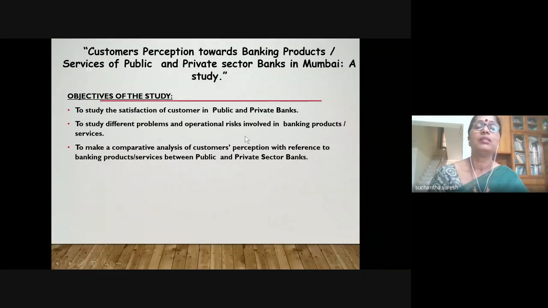Now, one more example. Let me take customers' perception towards banking products or services of public and private sector banks in Mumbai. This is a study in Mumbai. See their objectives: to study the satisfaction of customers in public and private banks, to study the different problems and operational risks in banking products and services, to make a comparative analysis of customers' perception with reference to banking products and services. Don't you think it is clear? What the title says is clearly reflected in the objectives.